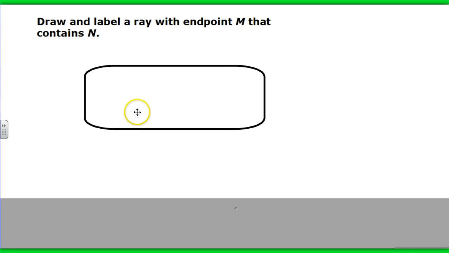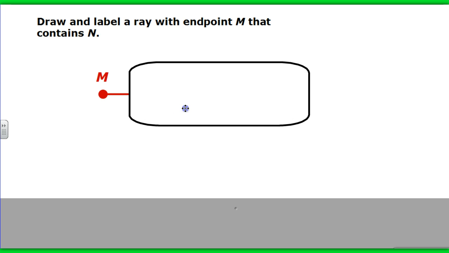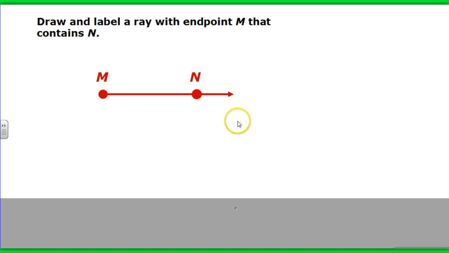And so a ray with an endpoint M and contains a point N could look like this, right? And it could go any direction on your paper, right?